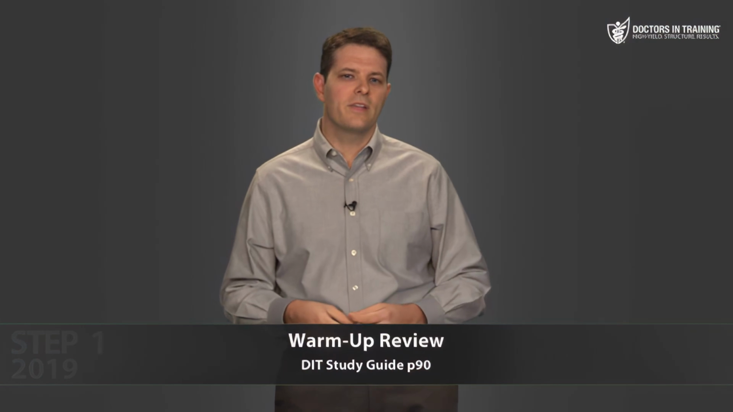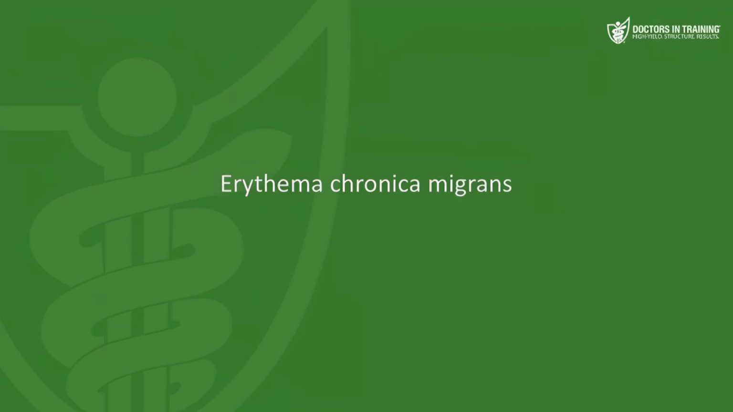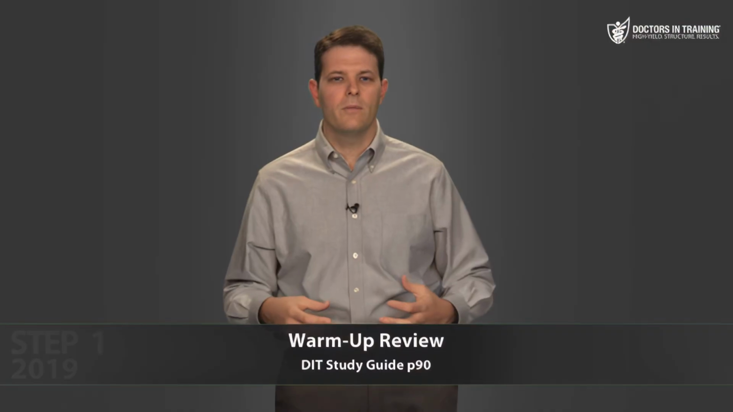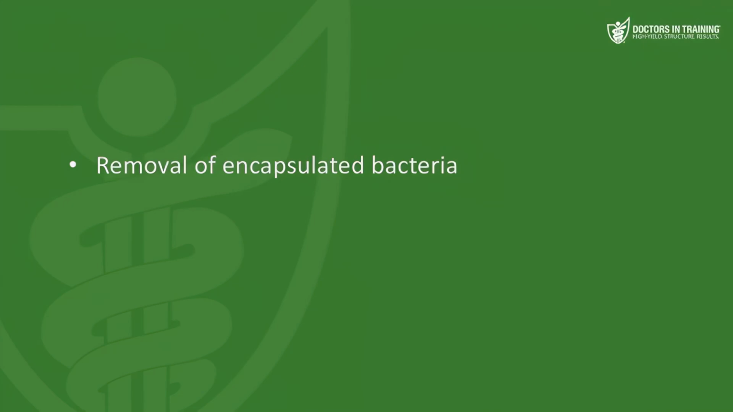Next, what's the classic presenting symptom in a patient with Lyme disease? The classic presenting symptom is erythema chronicum migrans, which is an expanding bullseye rash with central clearing. And the last one, what's the function of macrophages in the spleen? Macrophages in the spleen remove encapsulated bacteria, and they remove dysfunctional cells like dysfunctional red cells.